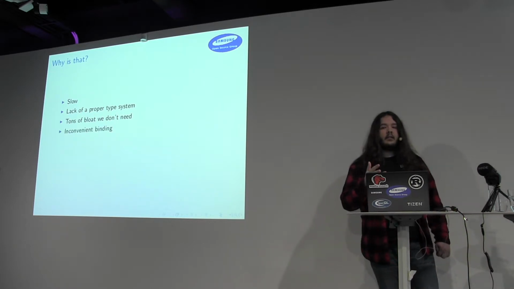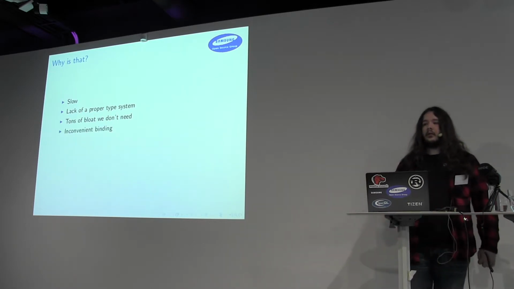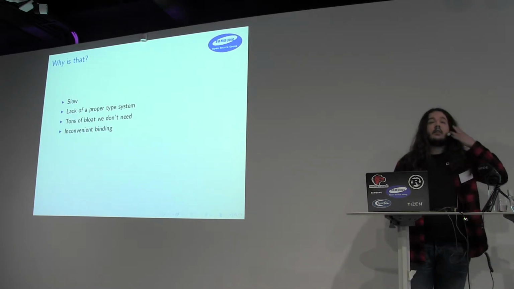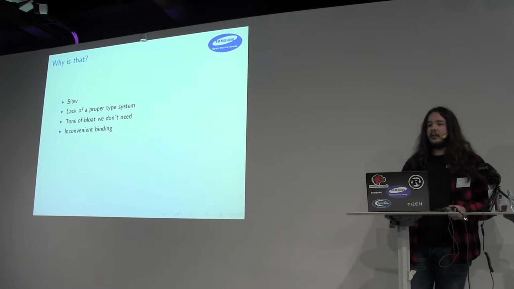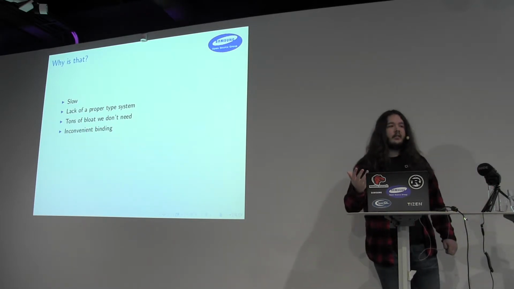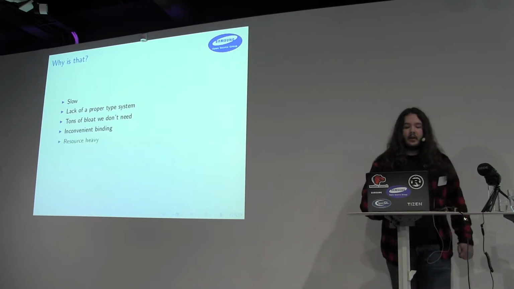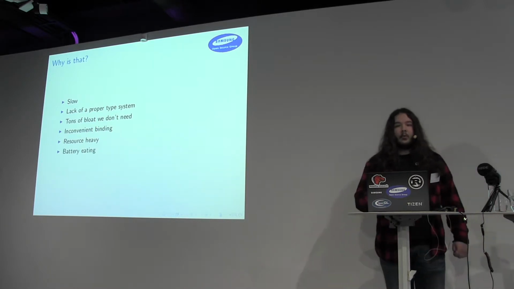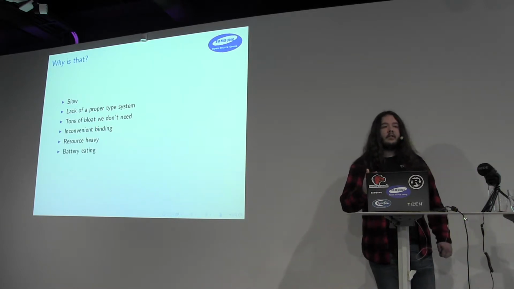Binding them is very inconvenient. If you ever dealt with, for example, the API of CPython or, say, the V8 engine for JavaScript, the APIs are all quite ugly and it's very difficult to deal with. And obviously another thing is they tend to be very resource heavy. And on mobile devices, battery life is a big concern.